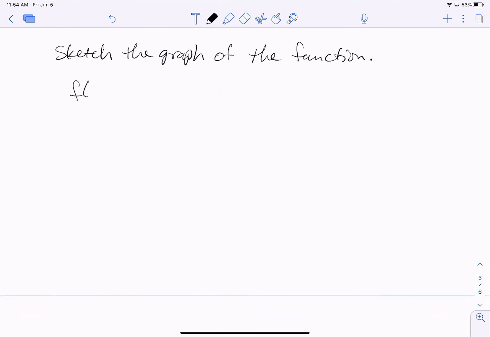Next up, we are going to sketch the graph of a function. Our function is f of x, y is equal to 2 minus x squared minus y squared. And so we see the domain is in 2 space. Our function will be in 3 space. In fact, we can rewrite this equation as z is equal to 2 minus x squared minus y squared.